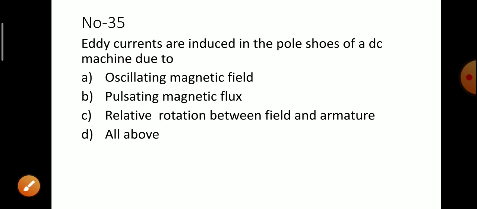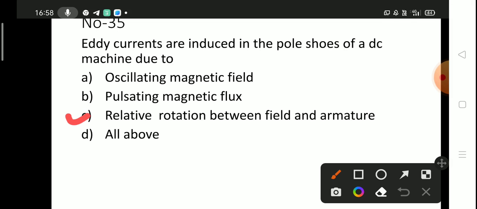Question number 35. Eddy currents are induced in the pole shoe of a DC machine due to: A. Oscillating magnetic field, B. Pulsating magnetic flux, C. Relative rotation between field and armature, D. All of the above. And the right answer is C. Relative rotation between field and armature.